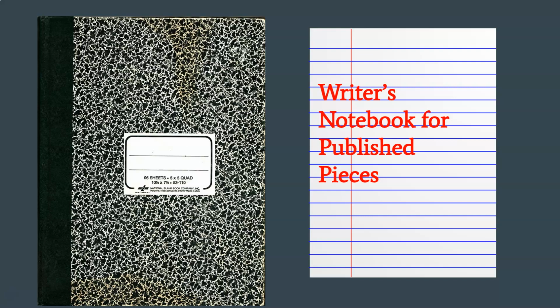In your CVA bin, you have a composition notebook that looks similar to this one. This is the notebook that you are going to write all of your published pieces in. You will not tear out the pages. All the writing will stay inside this notebook.